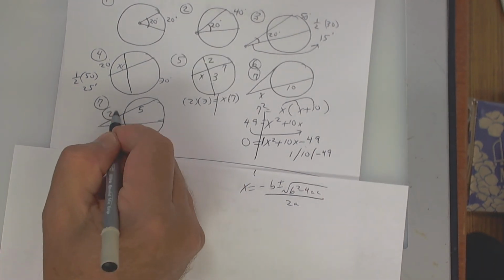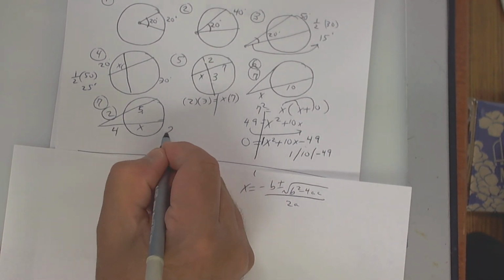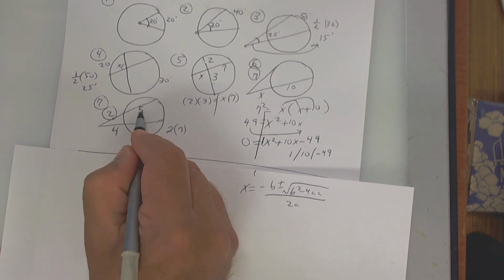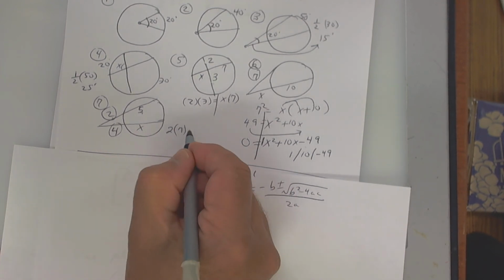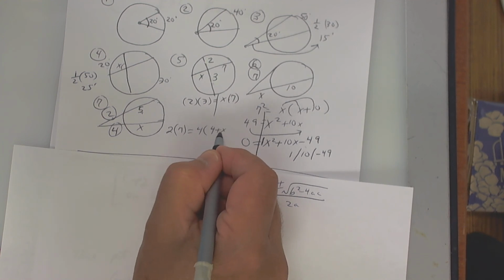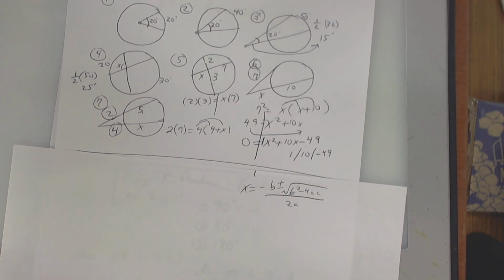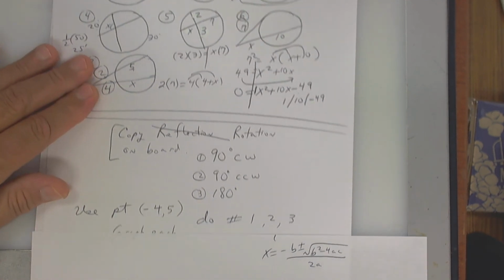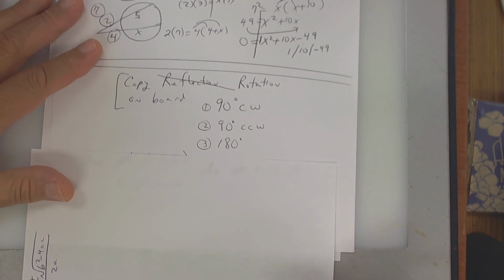All right, let's go here. This is the outside times the whole thing. So it's going to be 2 times 7, because you got to add up 5 plus 2. And this is going to be the outside times the whole thing, which is 4 plus x. You got to distribute, and then you got to work it out. There it is.